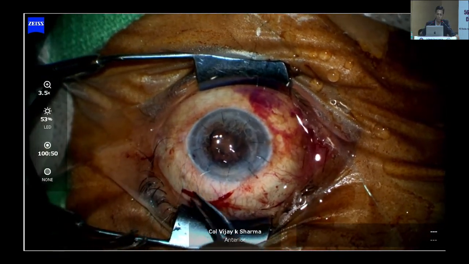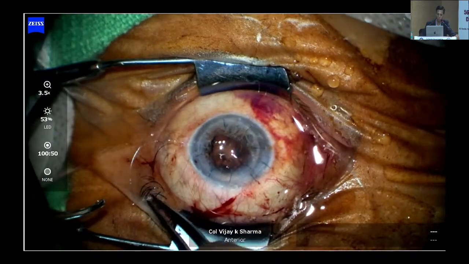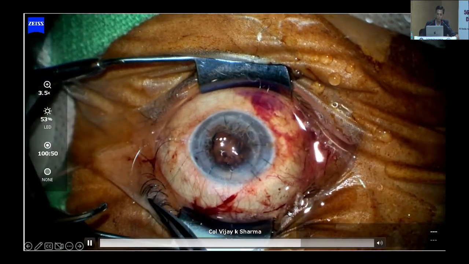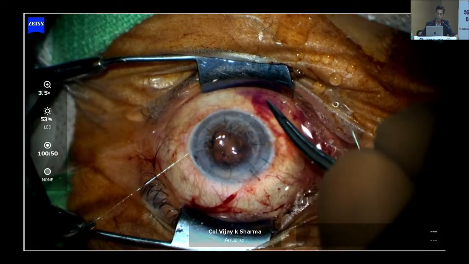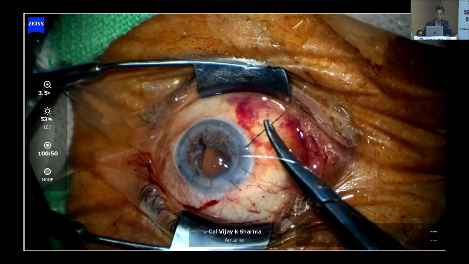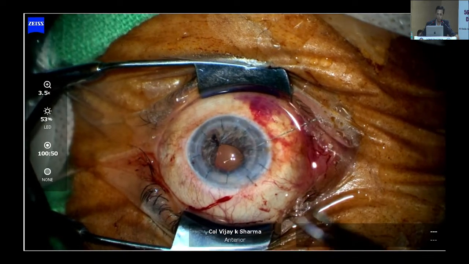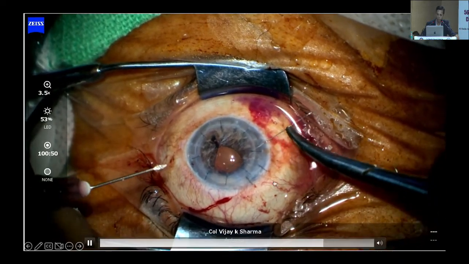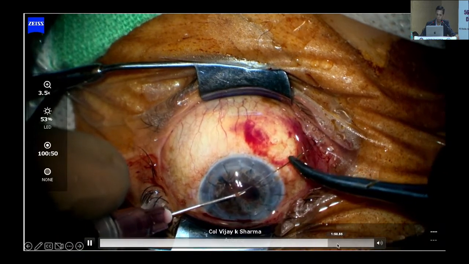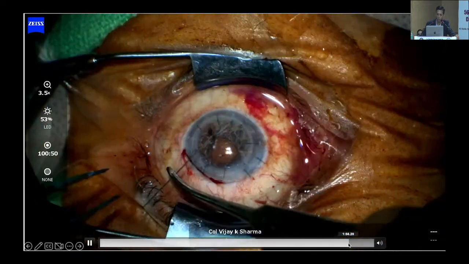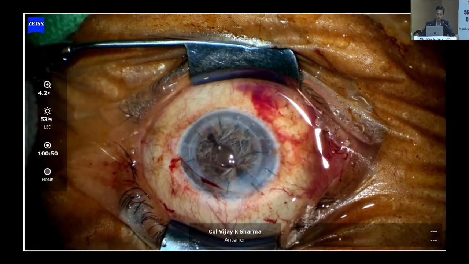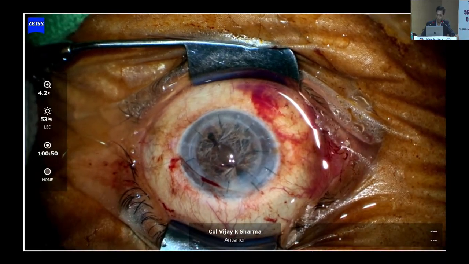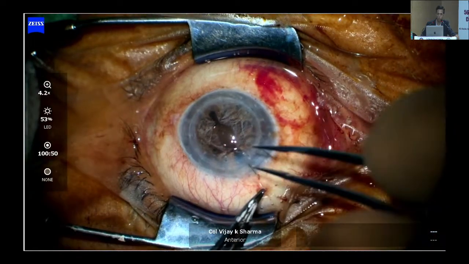And once you have done it, you just pull the two sides from the outside. You can pass 2 or 3 sutures, whatever amount is needed to make the pupil of the desired size. So here we used 2 single pass four throw sutures. A similar procedure is repeated on the other side. And the pupil size, which was around 7 millimeters, we have converted into 2 millimeters.